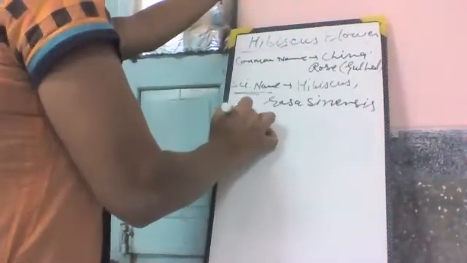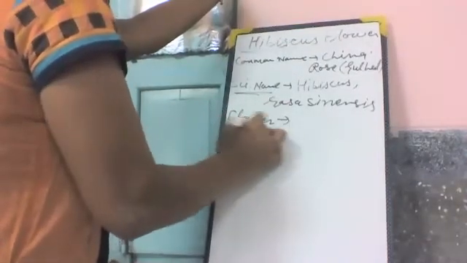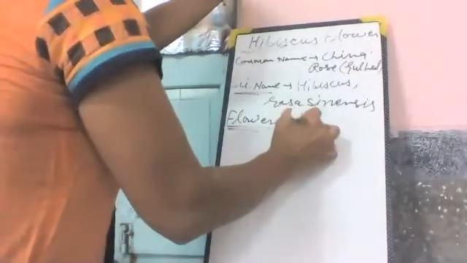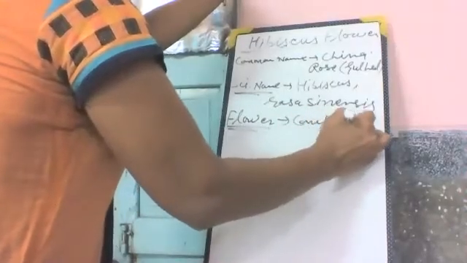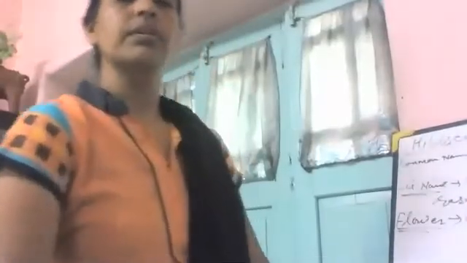The type of flower is complete. What do you mean by complete flower? What is the meaning of complete flower? That the plant has all the parts, all four parts: calyx, corolla, androecium and gynoecium. Right? All four whorls.